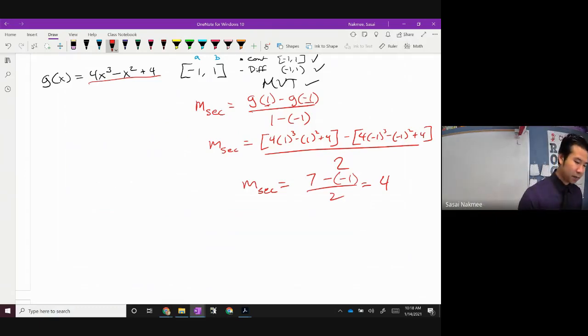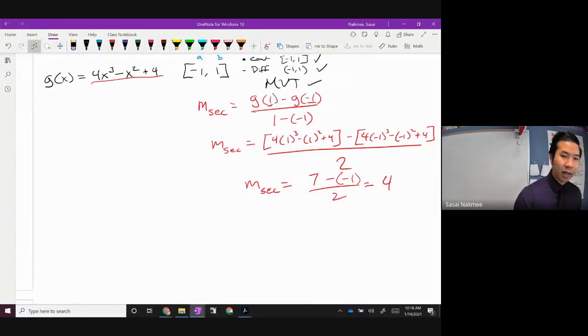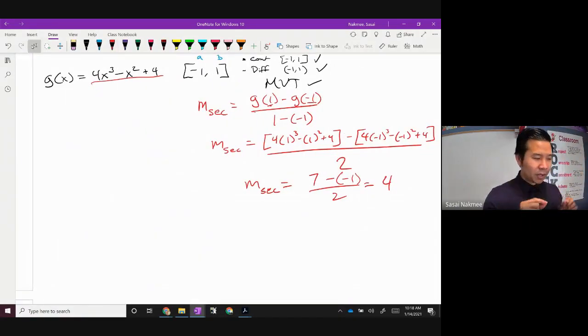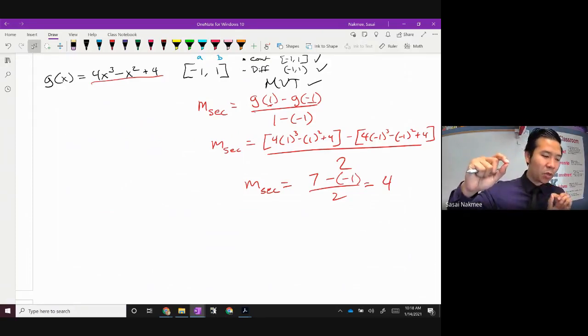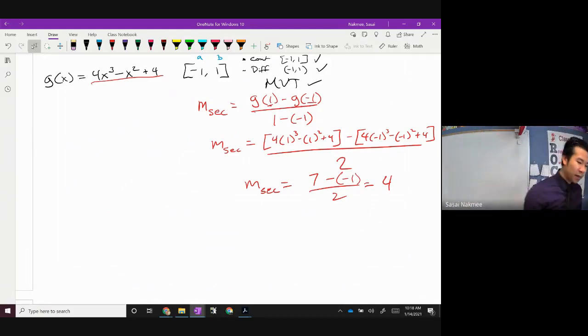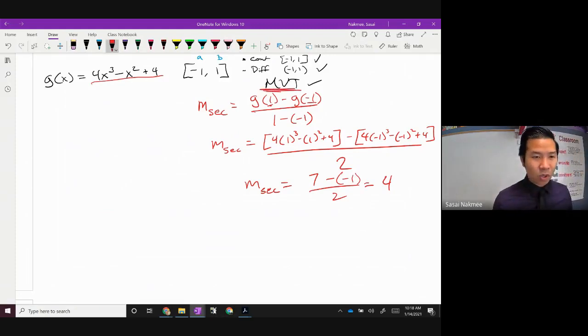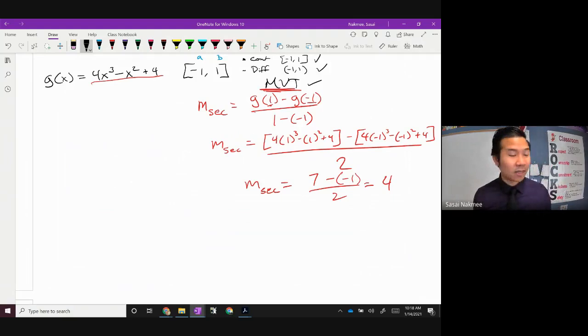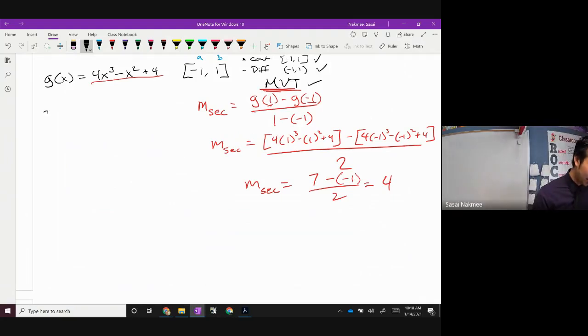If you can picture this, I've drawn this graph and I've drawn a secant line between the endpoints of negative 1 and 1, and it gives me a slope of 4. Now what I'm saying is, with the mean value theorem, I can calculate a value between negative 1 and 1 that gives me the same slope. But how do I calculate the slope of tangent lines? I need to find the derivative.